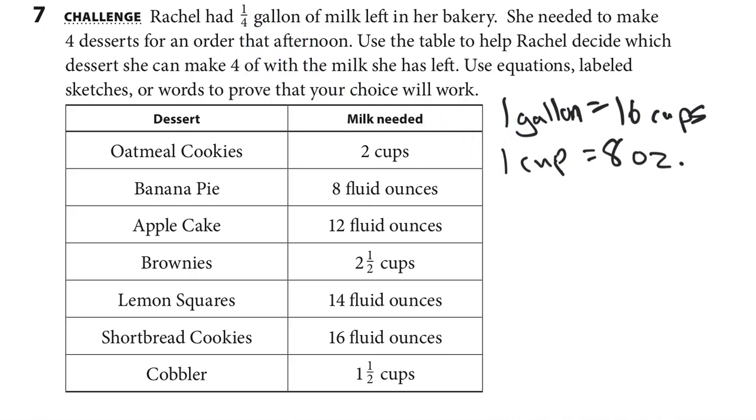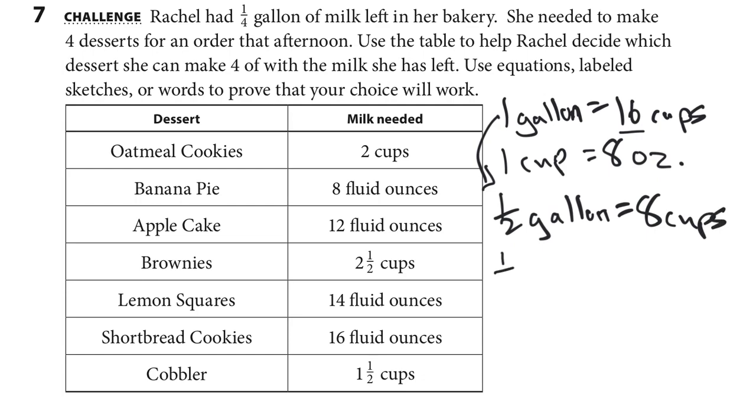So I could break this number up, and I could take this 1 and cut it into a half. Half a gallon would be half of the number up here, so that would be 8 cups. And we know if I take 1/2 and cut it in half, I get a 1/4, right? So that means 1/4 of a gallon would be half of my 8 cups, which is 4 cups. Okay, so I know that I'm working with 4 cups.